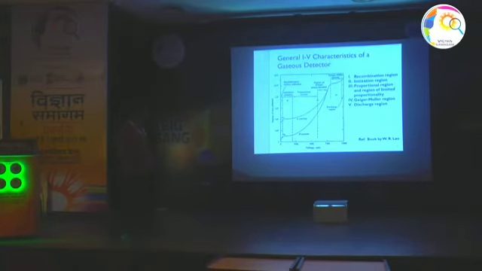Now this is the general characteristic curve of any gaseous detector. So you can see the x-axis is the applied voltage and the y-axis is the number of ions collected, or you can say some current. So you can see there are two lines. One is for alpha particle, another is for beta particle.